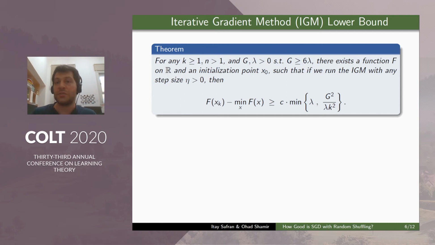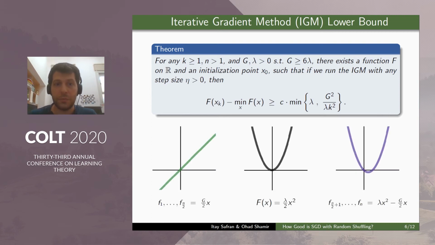Then we can construct a function which is univariate, and we have some initialization point x0, which is not too far away from the optimal point, such that the iterative gradient method cannot attain a convergence rate which decays faster than quadratically in k. To obtain this result, our construction is the following.